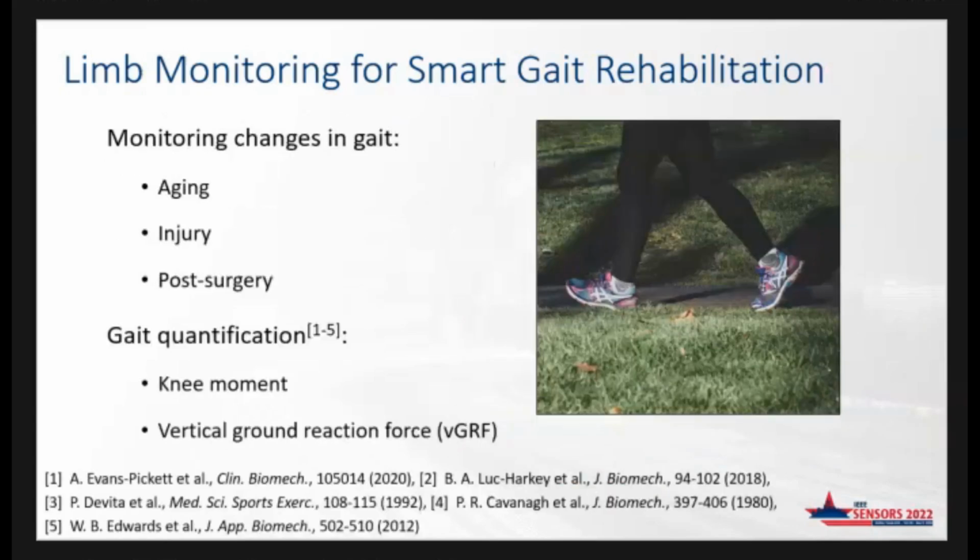So changes in gait can occur due to aging, injury, or after surgery. It's a fairly common thing. Most people have experienced it at some point in their life. And in order to be able to monitor these changes, we have to be able to quantify gait somehow.